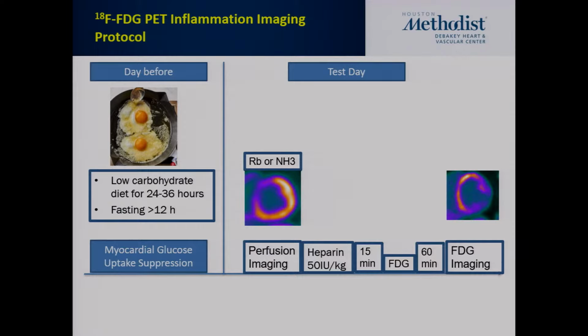And then we give them heparin, because heparin promotes lipolysis, so it will increase your free fatty acid. So that's another way to promote that. But this is not very common. Not every hospital gives heparin. And then we give the FDG, wait for 60 minutes, and then image the patient.